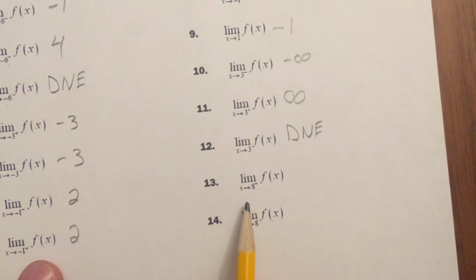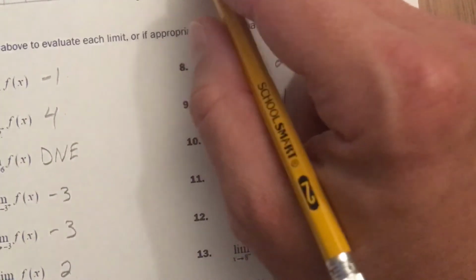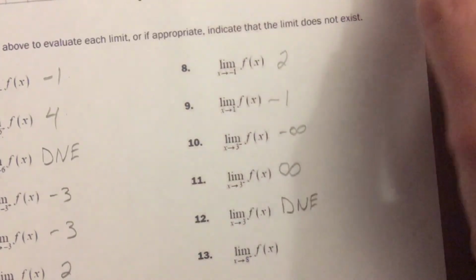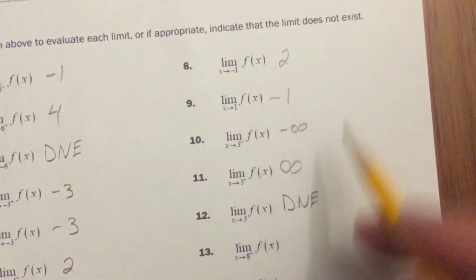And then this last one here says, what about as you approach 8 from the right side? So 1, 2, 3, 4, 5, 6, 7, 8 from the right side is heading towards -infinity.